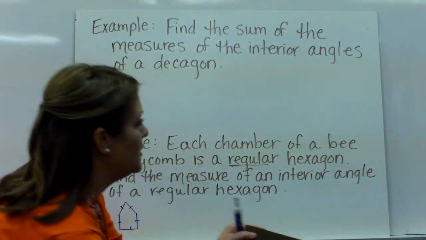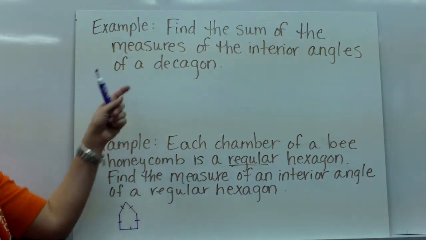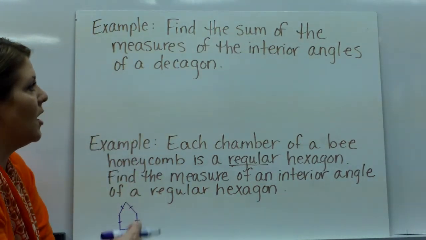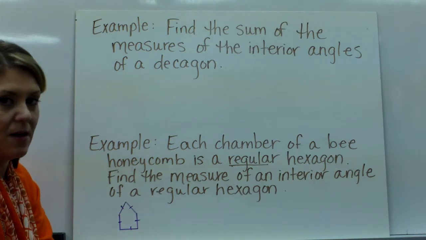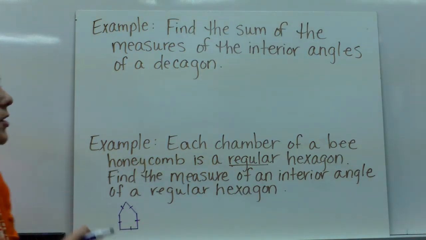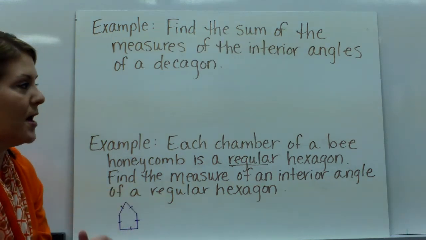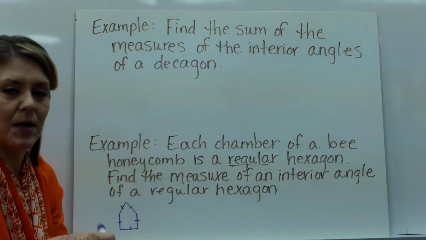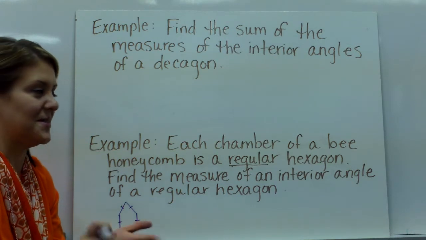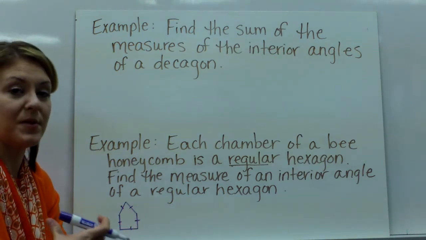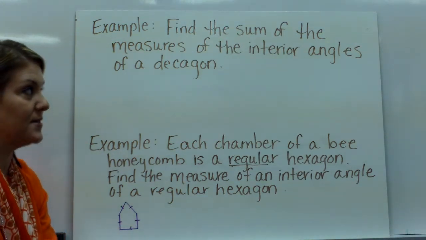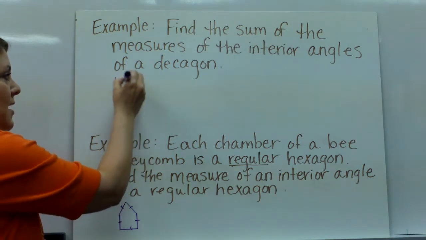All right, we're going to look at 2 examples. The first one: we want to find the sum of the measures of the interior angles of a decagon. So what we want to know is how many total degrees are inside a decagon. I'm not going to draw this decagon because it would look very messy. However, we do need to know how many sides a decagon has. A decagon has 10 sides.